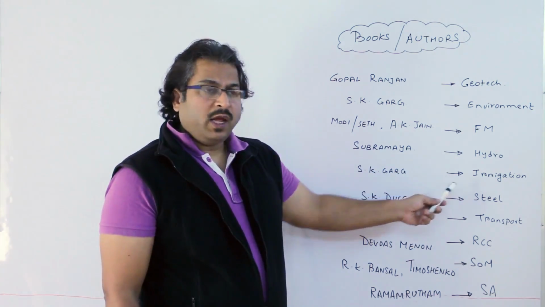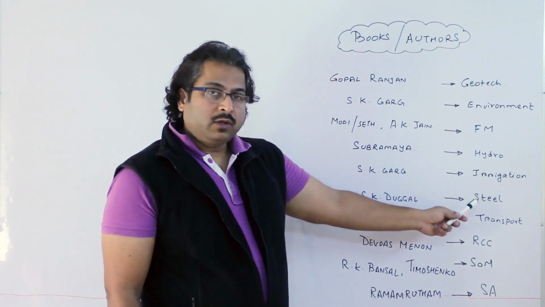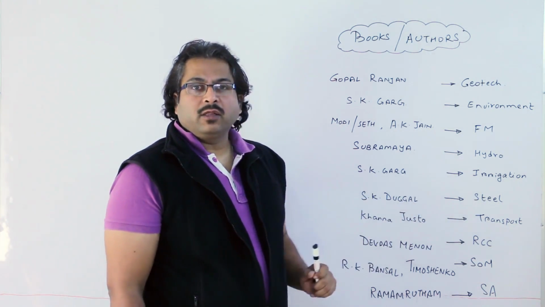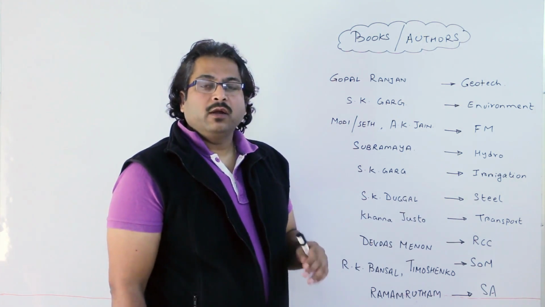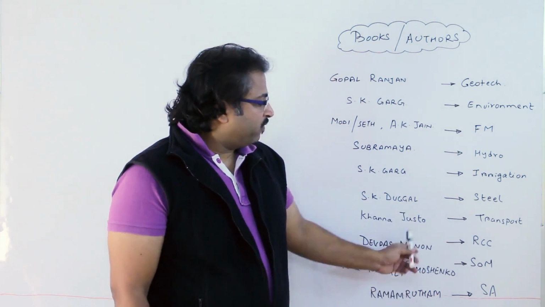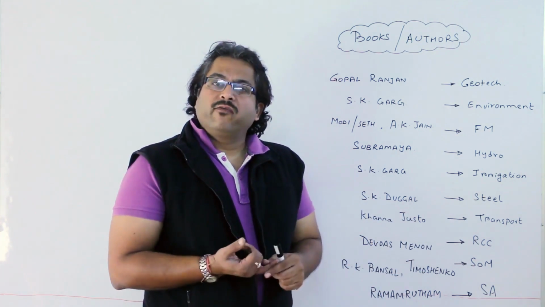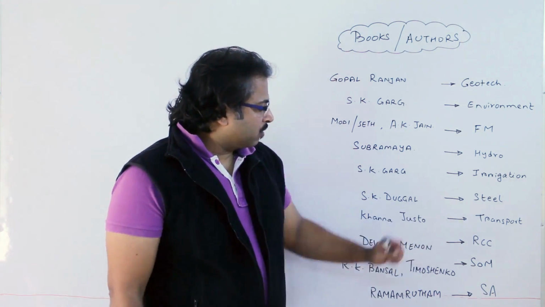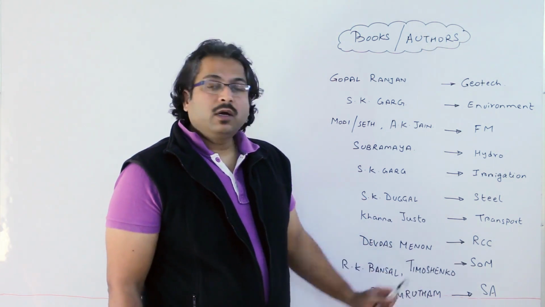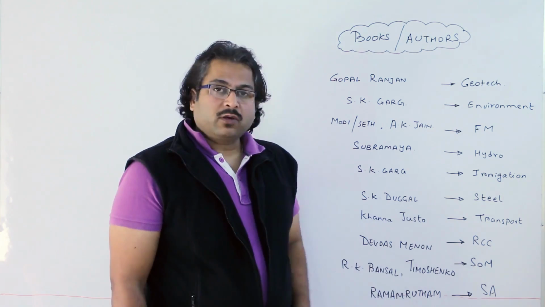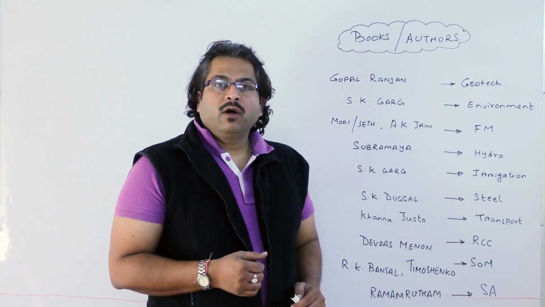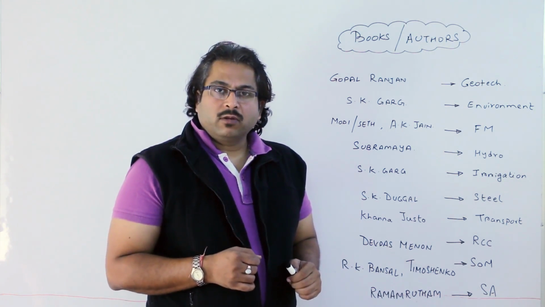For irrigation, again we are back to S.K. Garg. For steel structures, S.K. Duggal. For transportation, Khanna and Justo. It is a very old book but very effective. For RCC, reinforced cement concrete, Devdas Menon. Also there are other books of A.K. Jain which cover RCC. For strength of materials, you have to refer to Bansal or Timoshenko. And for structural analysis, Ramamrutham is a very efficient book for easy understanding of the students.